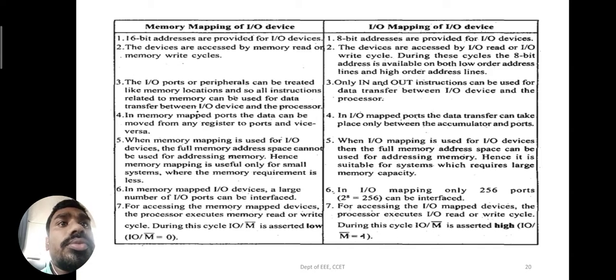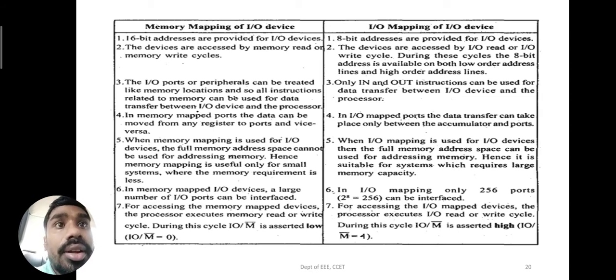And also, in memory mapped IO scheme, the data is accessed by memory read or memory write cycles, whereas in IO mapped IO schemes, both the address and data lines are used. Also, the IO ports of peripherals can be treated like memory locations in memory mapped IO schemes, whereas in the other, they can only be accessed via special instructions such as the IN or OUT instruction.